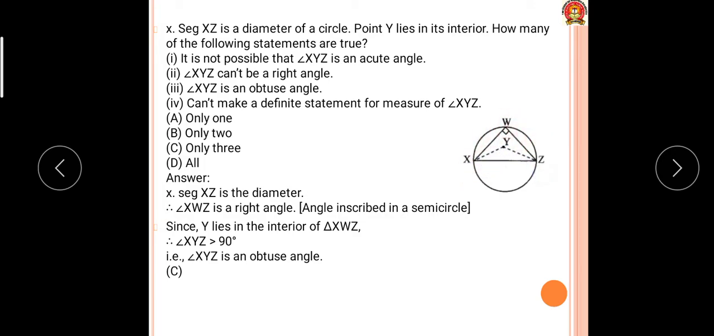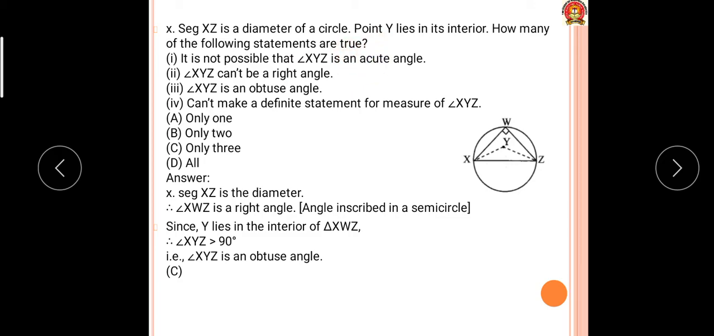Y is the point which is interior to the circle. It is not possible that angle XYZ is an acute angle. Yes, obviously, how is it possible for XYZ to be acute? Is it correct? No. Which one is true? We have to find out. We don't know only. Angle XYZ can't be a right angle. Yes. So which statements are true? We have to find out.